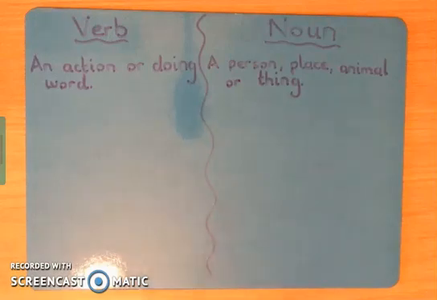Okay, so today we are looking at verbs and nouns. We have done some of these before, but we're just going to revise them before we look at sorting our words from Jack and the Beanstalk. Okay, so the first one we're going to look at is our verbs.